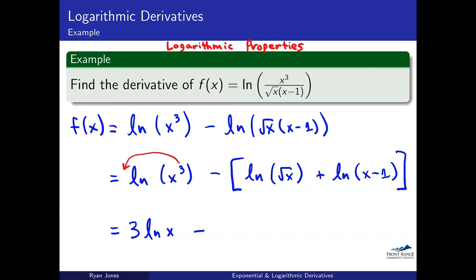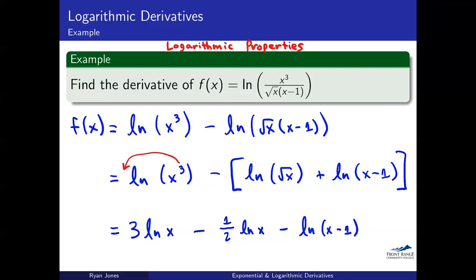I'm going to distribute this minus sign out. Notice here that square root of x is an x to the 1/2. So I can go ahead and drop that down as a power using the log rule for powers. Distribute that minus sign.